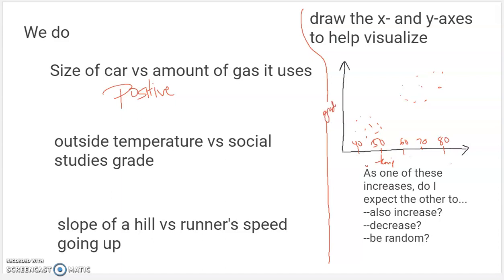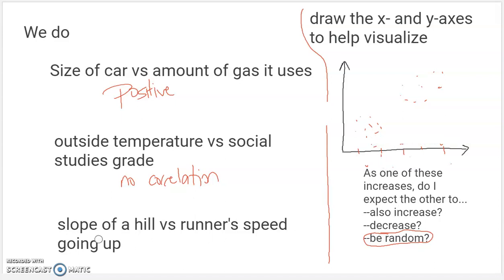So as the temperature increases on warmer days, do I expect your social studies grade to be higher? Not particularly. Do I expect it to be lower? Not particularly. Sounds pretty random to me. I don't know why the temperature outside would have any relationship with social studies grade. This I would expect to have no correlation. I'm not sure what those would have to do with each other. Could be wrong, but that would be my most reasonable prediction.